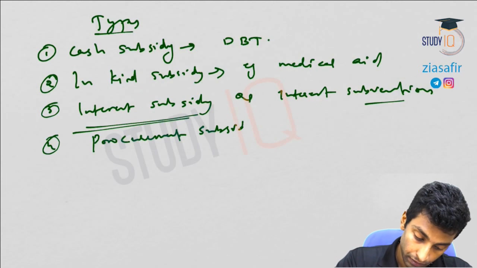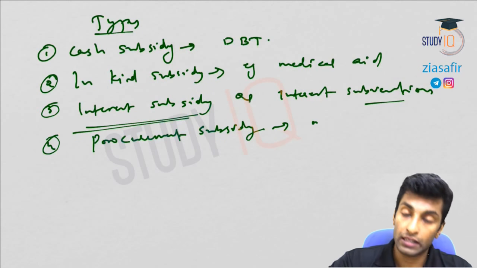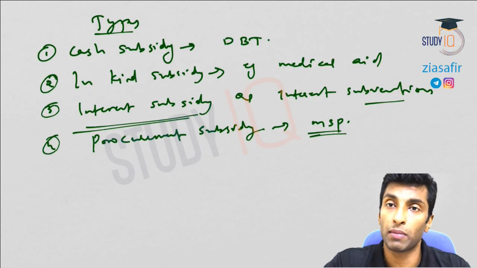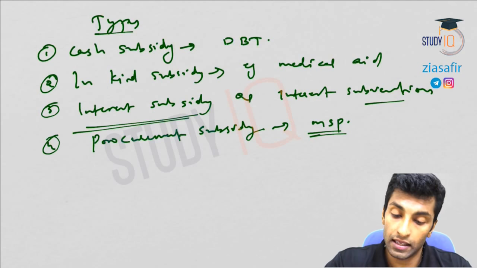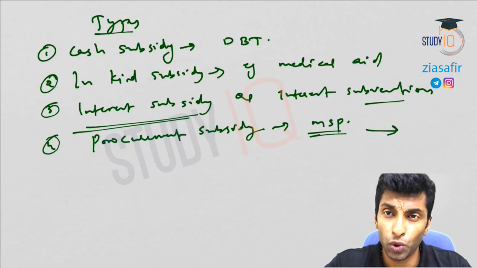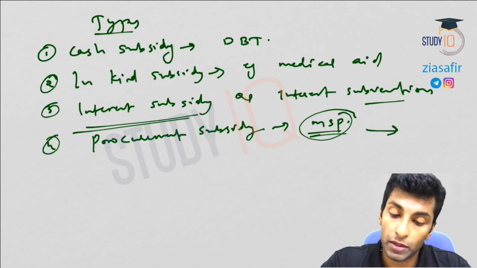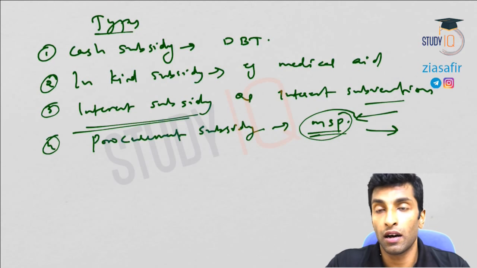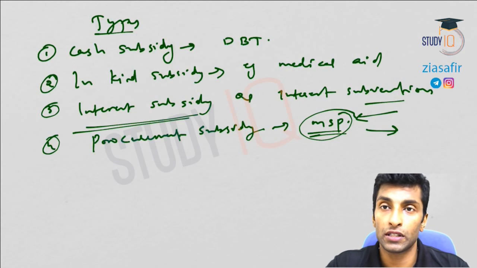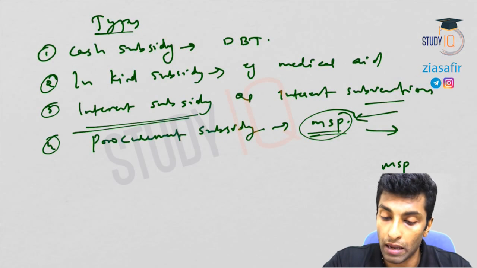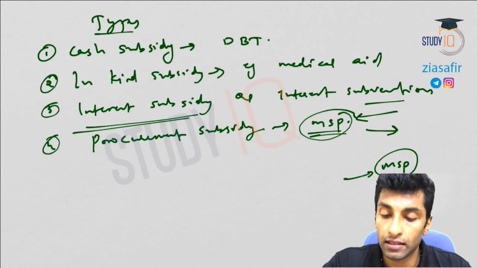Procurement subsidy. For example, MSP, not MSP as such. If you are procuring above the market price, that is a subsidy, right? In the market, in case of bumper production, if the prices are too low, you give MSP, so the farmers will sell at MSP, and if MSP is higher than the market price, that difference will be the subsidy.